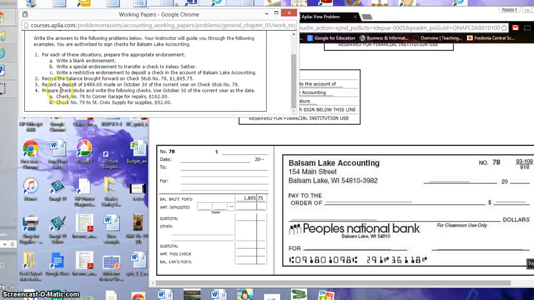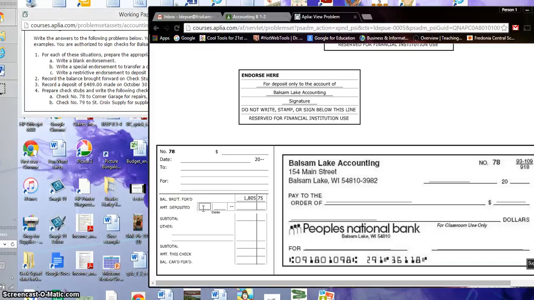Instruction number 3 says to record a deposit of $489 made on October 30th of the current year on check number 78. So right here is the line that says amount deposited. We're going to write the 10/30 date in this line here. And then the amount was $489, so we put the $489 on the proper spot for the deposit amount.